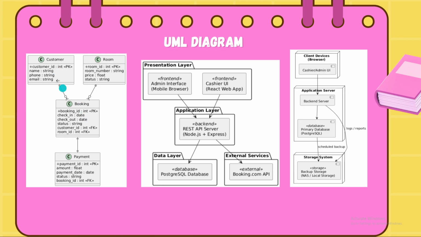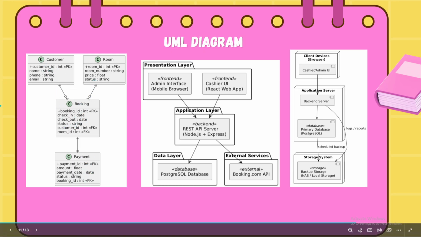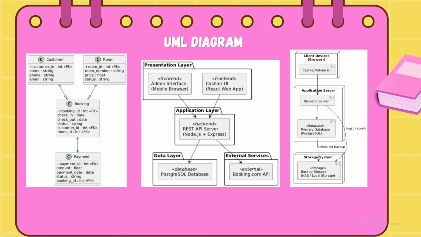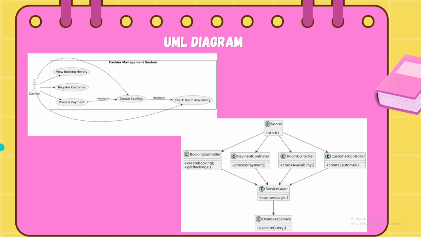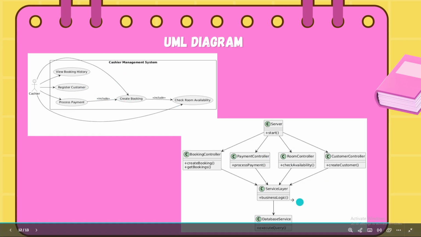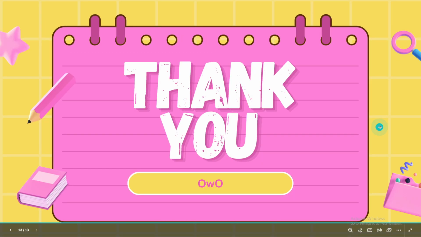It's mostly pretty simple. It's just how everything connects to each other. On the right side, we have the storage UML, which is basically part of the database itself, also like the NAS server, something like that. And then next we have the cashier UML. This is the managed cashier system, which is what it looks like. You have check room availability and stuff like that. And then lastly we have the server YAML, which is this one right here. And then yeah, that's it.